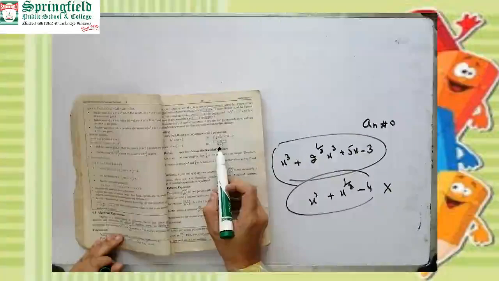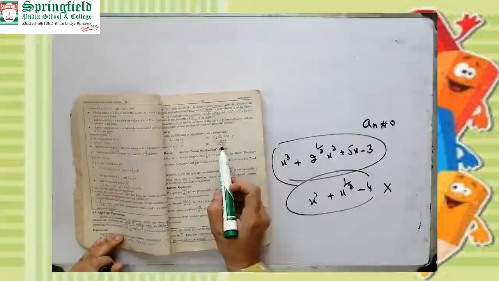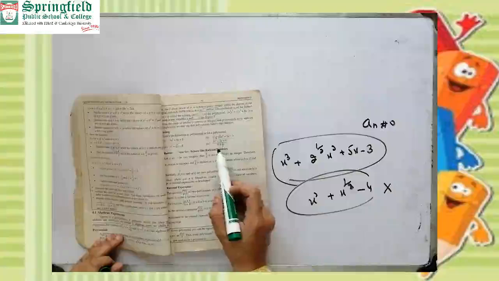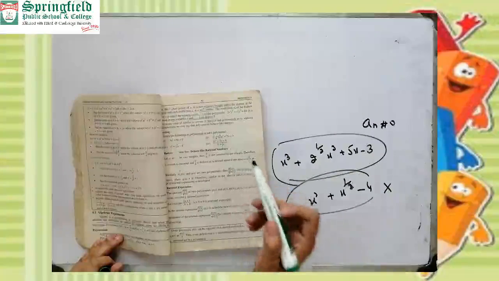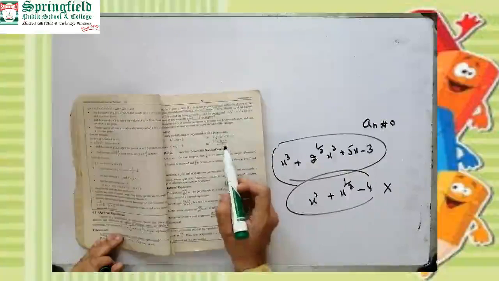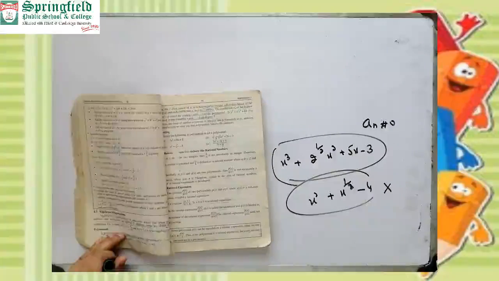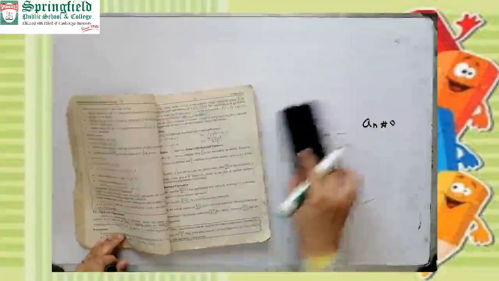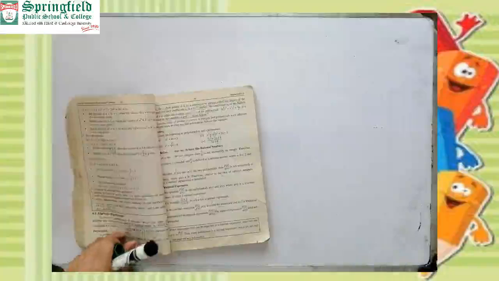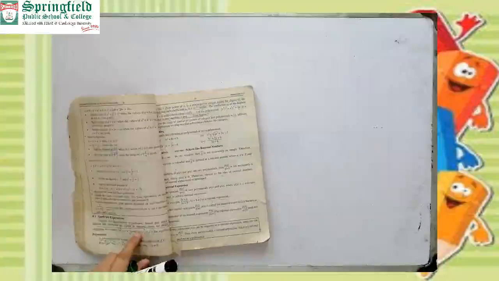Fine. And here look at this one. Here again, 3x is in the denominator. When 3x comes to the numerator, the power of x will be negative. So think about it. Is this one a polynomial or not? Understood? Okay. Now come to the new topic, and the new topic is rational expression.